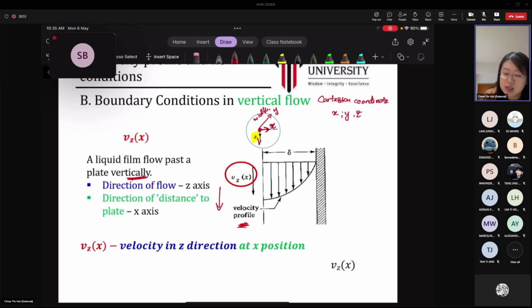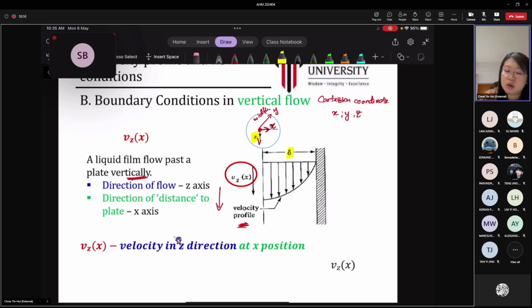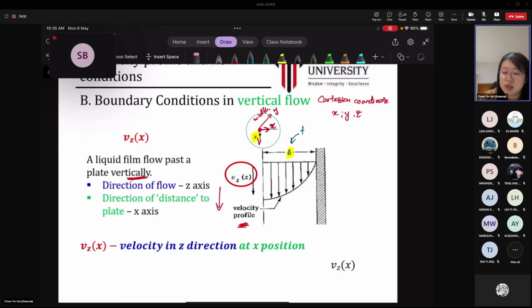So in the x direction, as we are talking about the thickness, you can see here, they denote it as the thickness of the film. So let's say the thickness of the film is equal to delta, the fluid film here. So that's the direction, the x and the z direction. The x direction is the distance of the fluid from the plate. Usually we denote this point here, at a distance far away from the plate, as x equals 0. So take note of it.